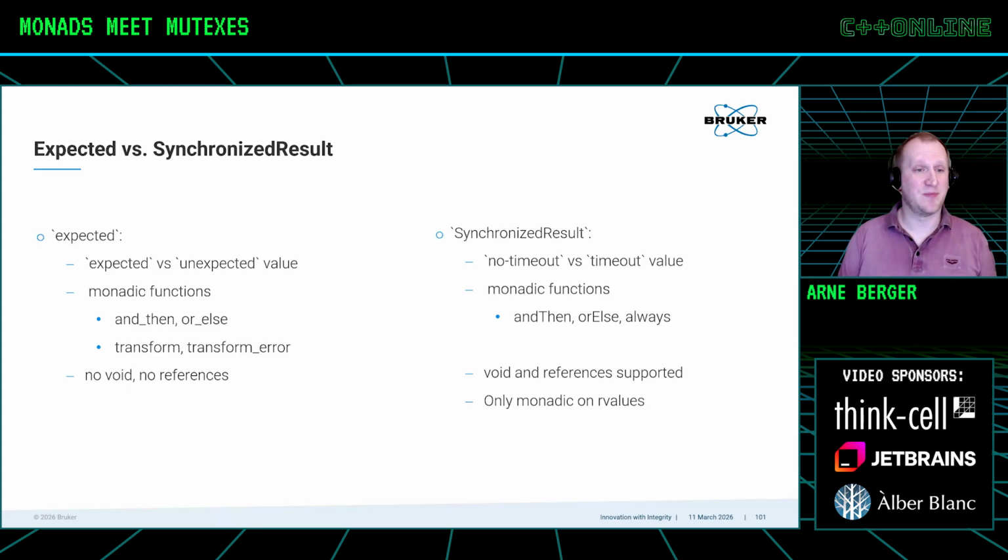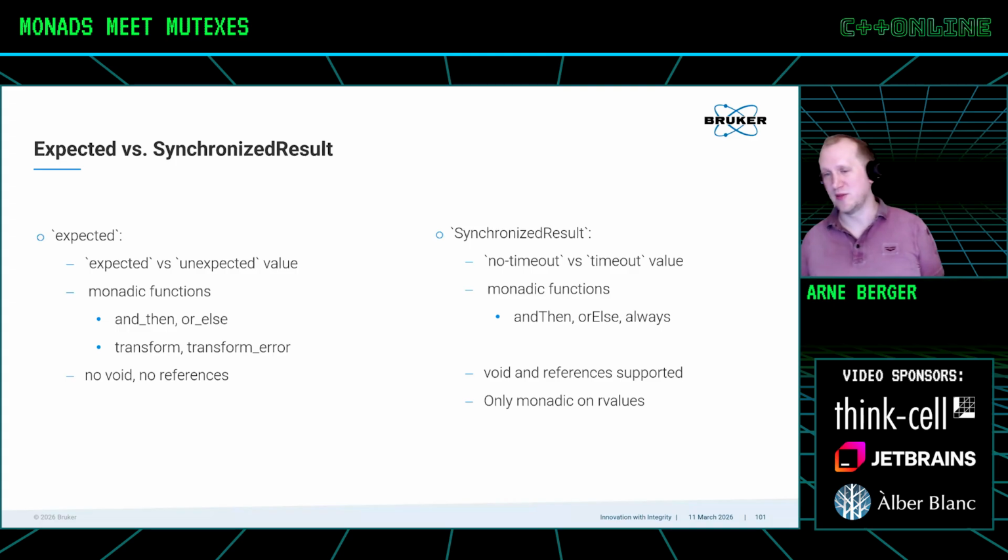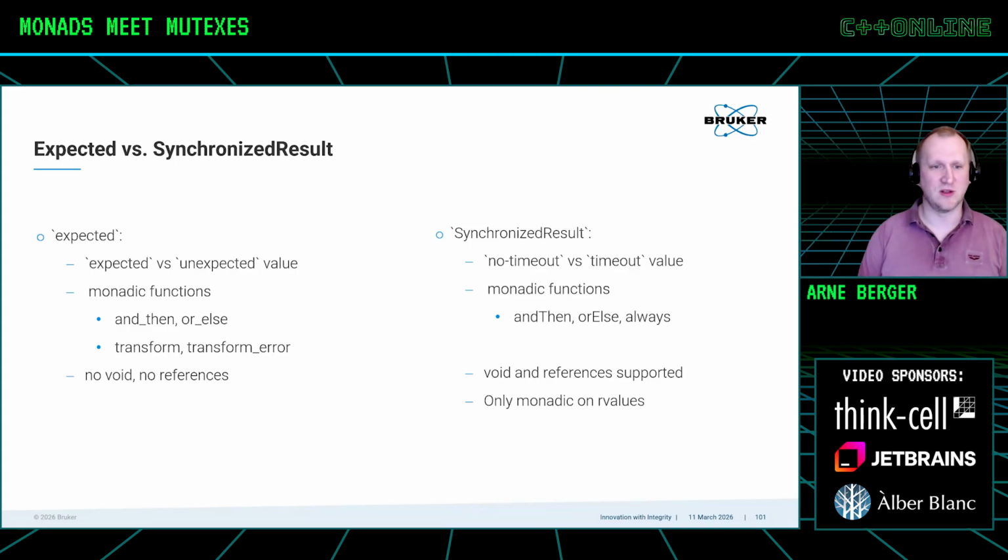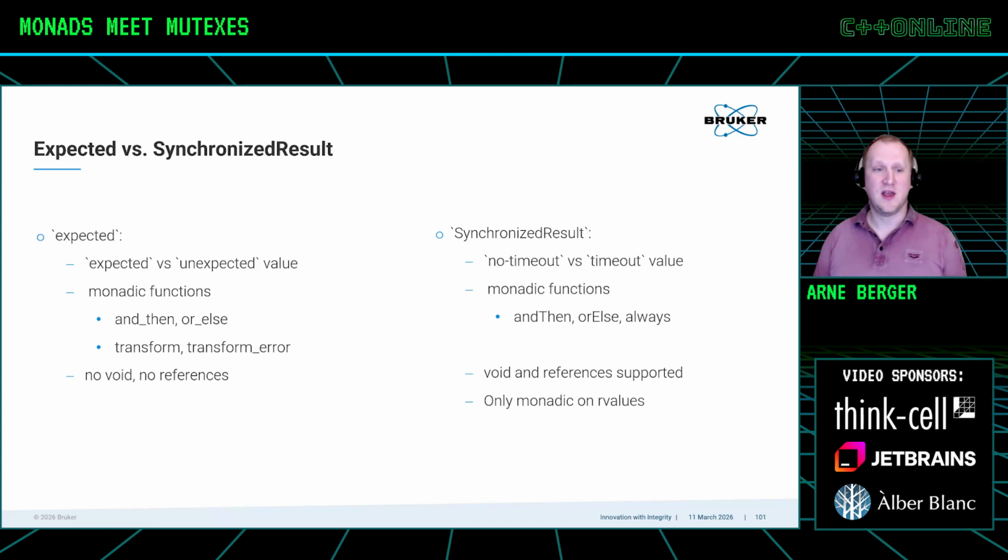So an expected has an expected versus an unexpected value, while I have a no-timeout case versus a timeout case, but that's just the words, not even the implementation. You could just replace it. The expected also has monadic functions, and then, or else, and transform error, where I have and then, or else, and always. Of course, with the naming, it's a bit broken, because my and then or else is the transform error from the expected.